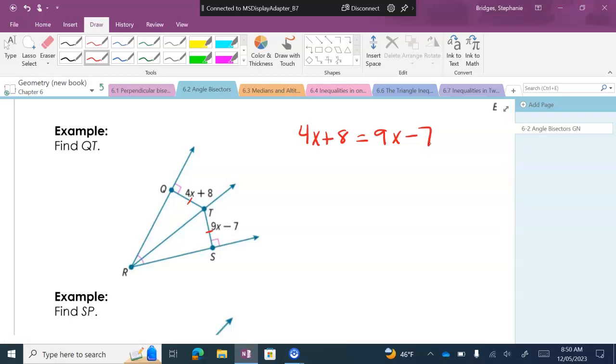So take a second, solve that for x. It's not asking me for x, it's asking me for QT. So once I find x, I'm going to have to plug it in. But what we need to focus on first is finding what x is.